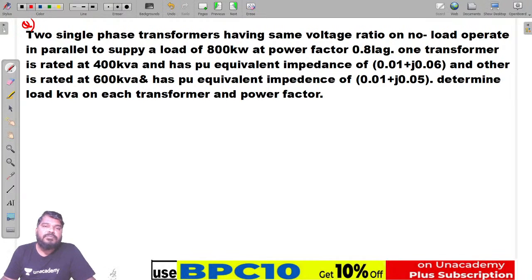Two single phase transformers having the same voltage ratio and no loads are operated in parallel to supply a load of 800 kilowatts at a power factor of 0.8. One transformer is rated at 400 kVA and has a per unit equivalent impedance, this is the per unit impedance, and the other is a 600 kVA with a per unit equivalent impedance of, this is the impedance. So determine the load kVA on each transformer and power factors.